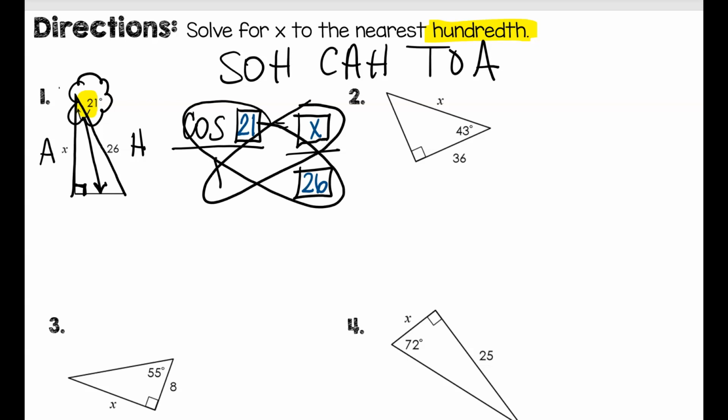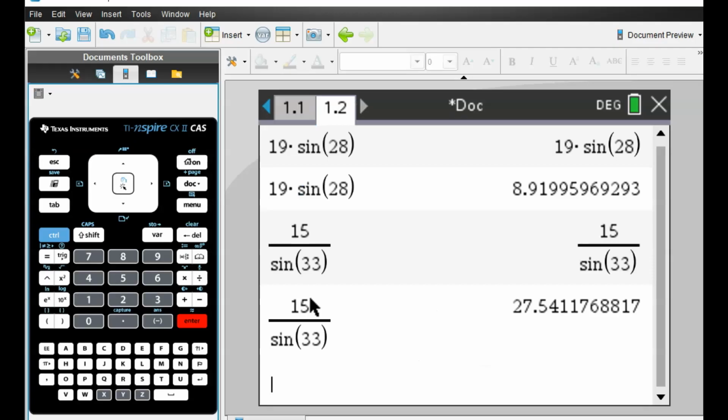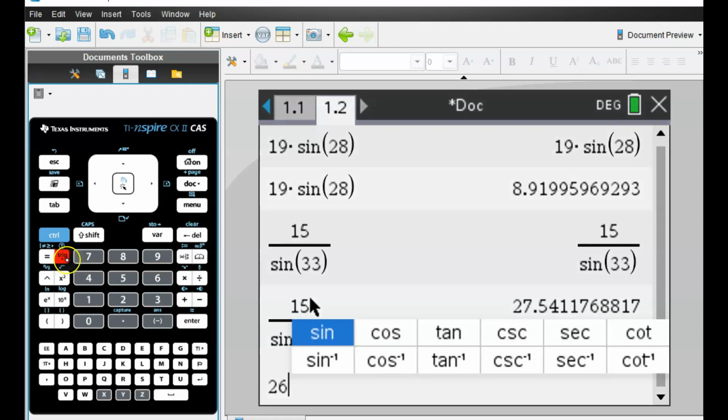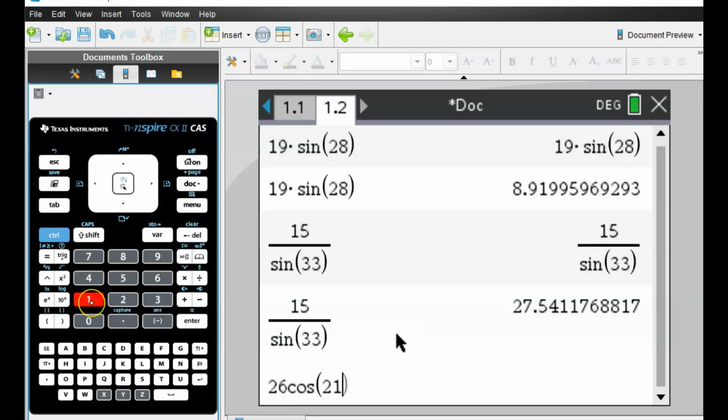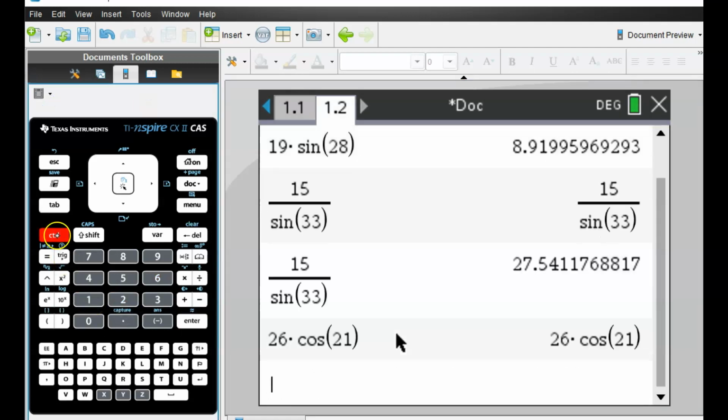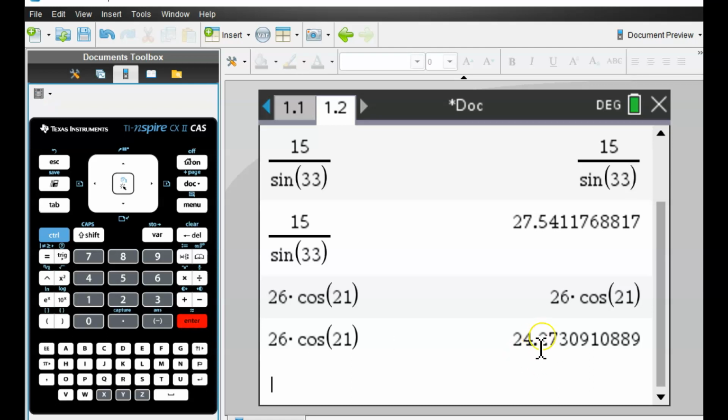All right, so it looks like x is in the numerator, so this is going to be an easier one. x times 1 is x. And then the way to rewrite this is put the whole number 26 in front of the word cosine and then the angle 21. So that means x is going to be equal to, plug that into your calculator, 26 cosine 21. 26 cosine of 21. To the nearest hundredth, that's going to be 24.27.